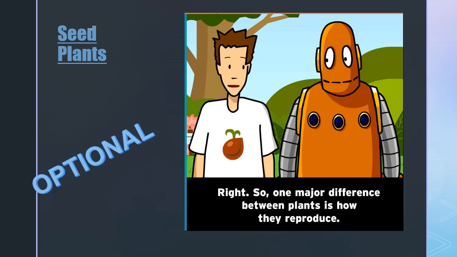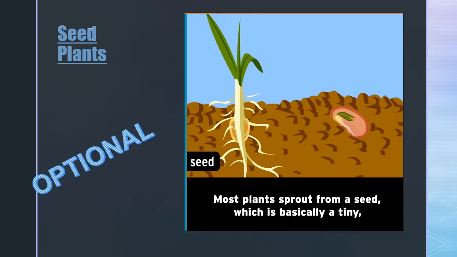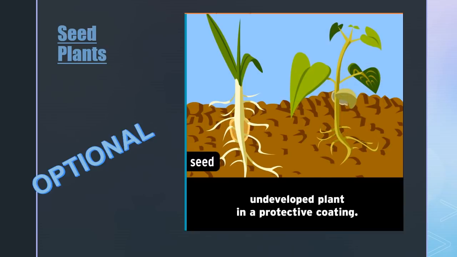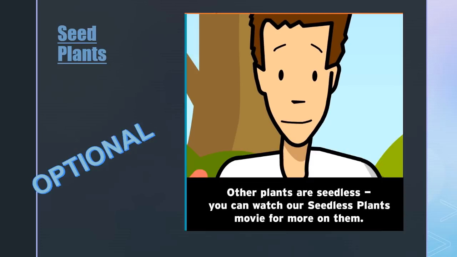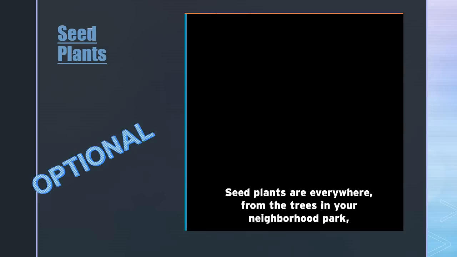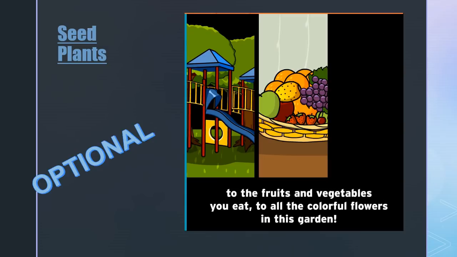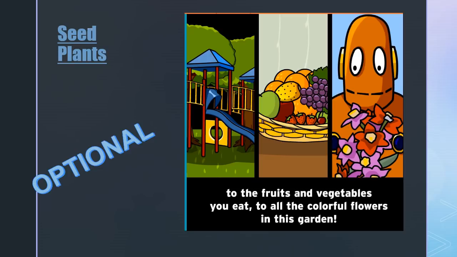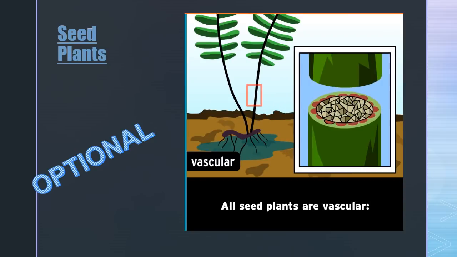Right, so one major difference between plants is how they reproduce. Most plants sprout from a seed, which is basically a tiny, undeveloped plant in a protective coating. Other plants are seedless. You can watch our Seedless Plants movie for more on them. Seed plants are everywhere, from the trees in your neighborhood park, to the fruits and vegetables you eat, to all the colorful flowers in this garden. Some even grow underwater. All seed plants are vascular.